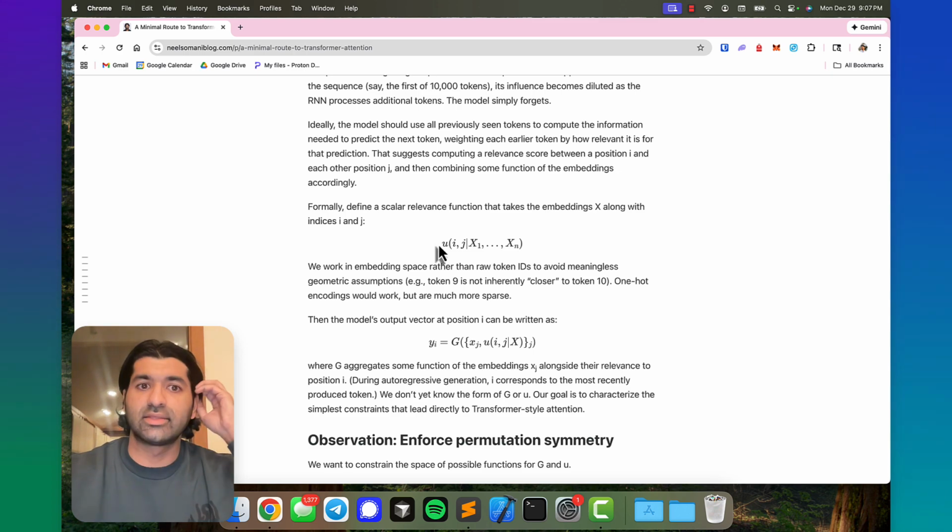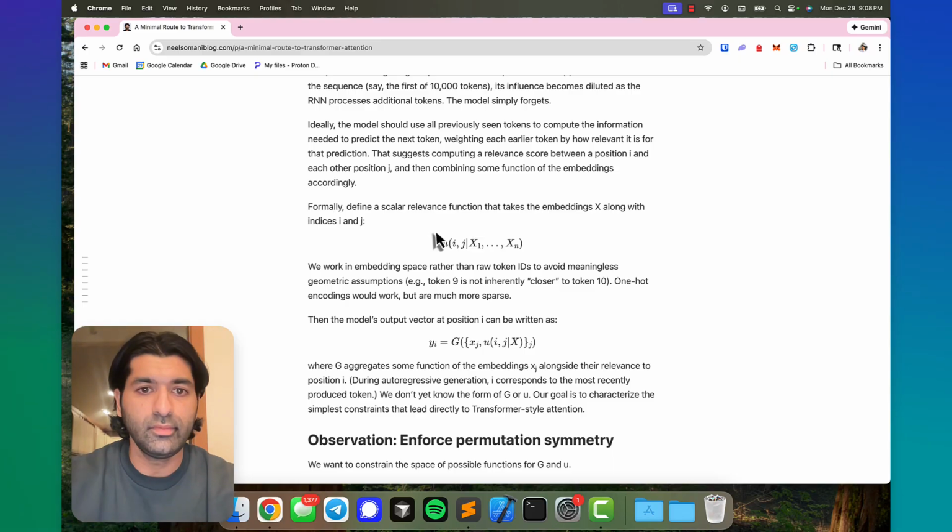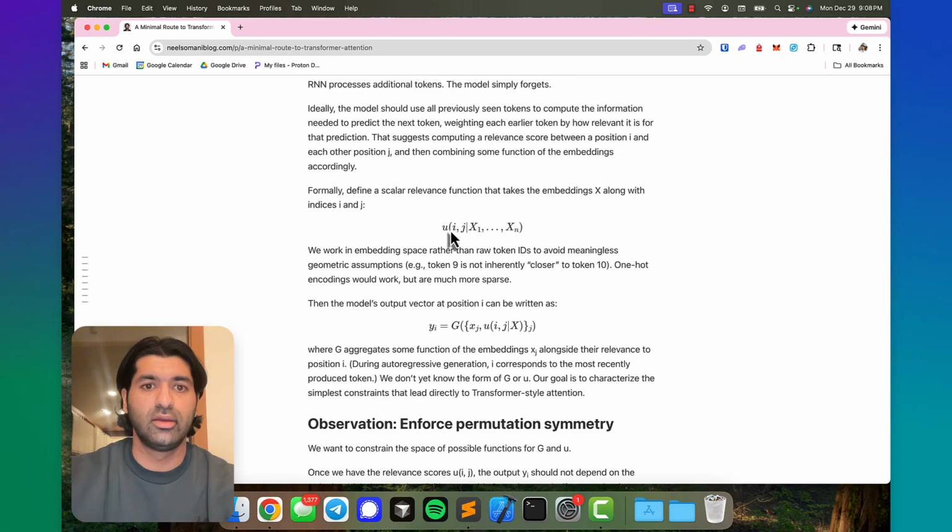So that's what these paragraphs are doing here. I'm just defining that scalar relevance function between tokens i and tokens j. And we're not actually operating on tokens here, we're operating on embeddings, x sub i. And embeddings are just one-to-one with tokens. You can think of them as an alternative to one-hot encoding. And then we take that scalar relevance between each token i and token j, and we pass it all to g, which is our attention operator. And that will give us y sub i, which is the attention output for token i.